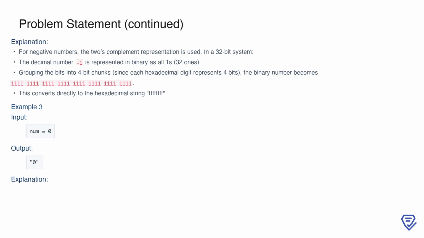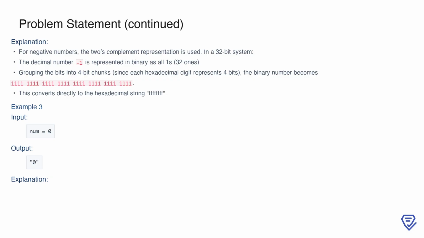Here's another example. If the input number is 0, its hexadecimal representation is simply 0. This is because the number 0 remains the same in any base, and there are no leading zeros or other digits in the result. This straightforward case establishes the baseline for handling 0 as an input.